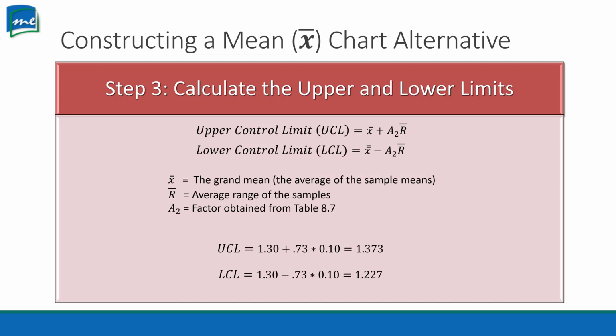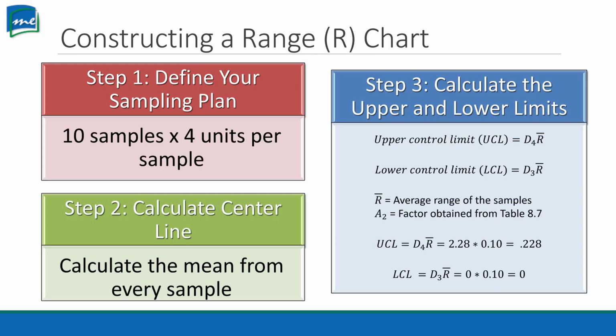So if we go down to the bottom, our upper control limit is 1.373, and our lower control limit is 1.227. These values are very close. They're just a little tighter than a standard mean chart. We're using range, so this actually made it a little tighter. So we can create a range chart using the same data.